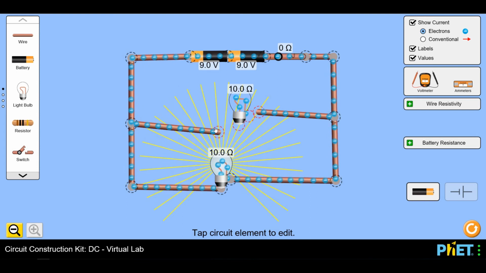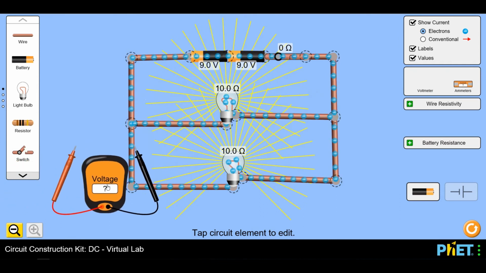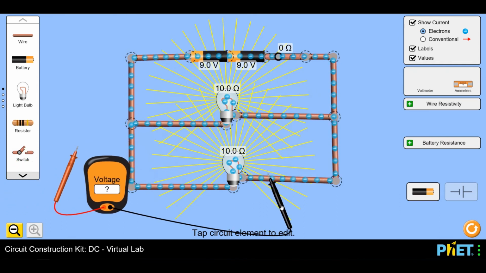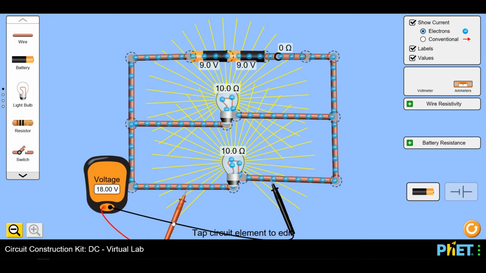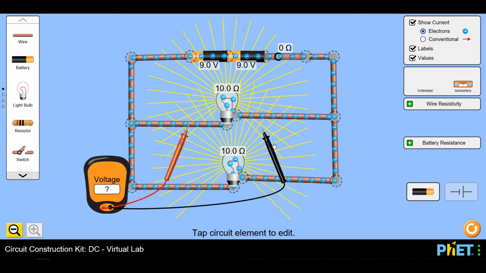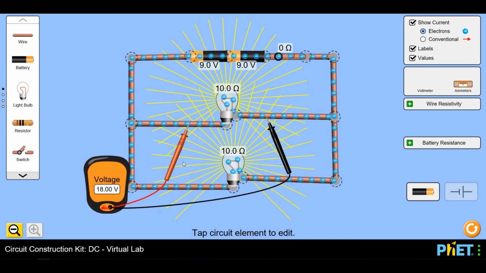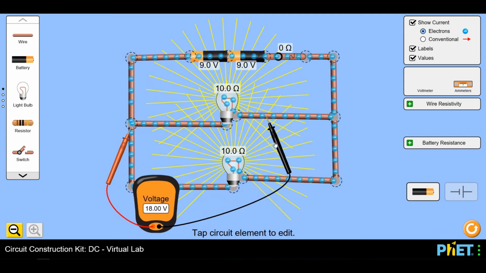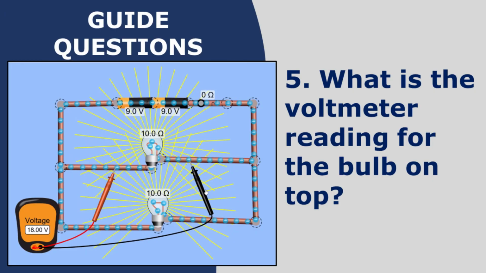Please note your observations. Let's reconnect the bulb and measure the voltage in each bulb using a voltmeter. What are the readings in the voltmeter for each bulb? What is the reading in the voltmeter for the 2 bulbs? Please note your observations. Guide questions.